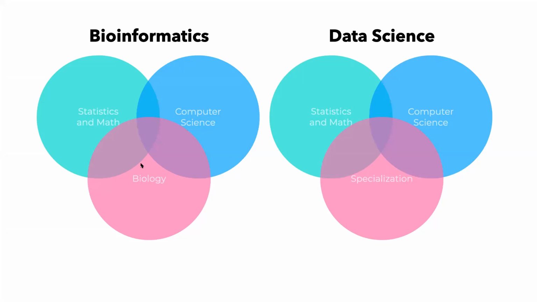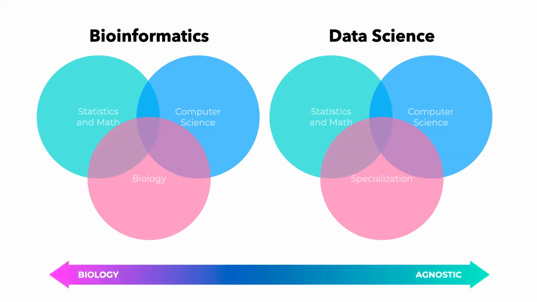And so in bioinformatics, that specialization is biology. In data science, that is fairly agnostic, so it could be anything. So really, the main difference between bioinformatics and data science is that specialization, the focus on biological data.